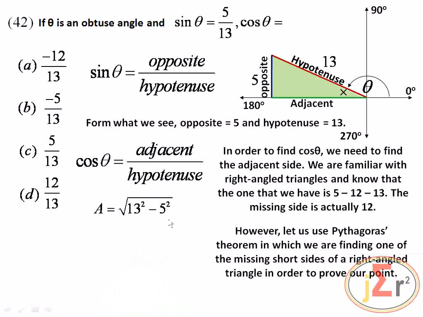So remember, to find the missing short side, we say hypotenuse squared minus the other short side squared. So 13 squared minus 5 squared. 13 squared is 169. 5 squared is 25. Then 169 minus 25 is equal to 144. And the square root of 144 is equal to 12.